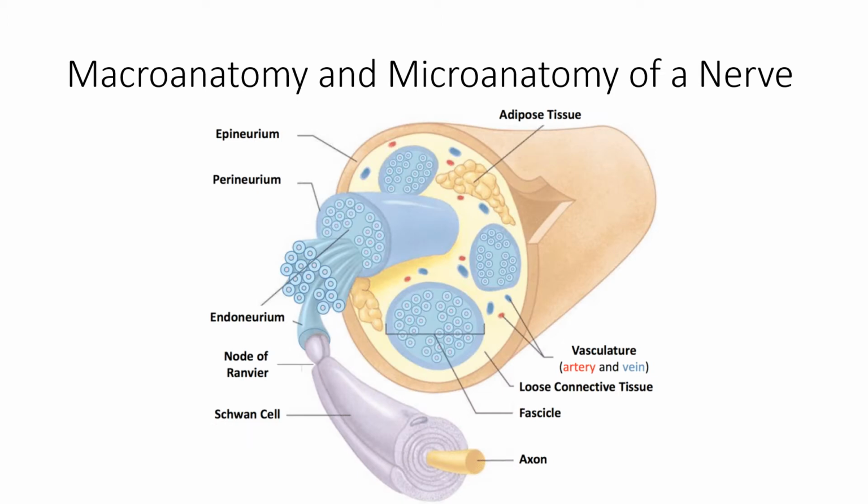To start, we're going to discuss the macroanatomy and microanatomy of a nerve. Macroanatomy are the bigger structures, while microanatomy are the smaller structures. I think you'll find that a lot of these terms are familiar. Back in the muscular system, we talked about the epimysium, perimysium, endomysium, and we talked about basically this same exact setup as you see here. Instead of having the suffix of mysium, this time we see the suffix of neurium.